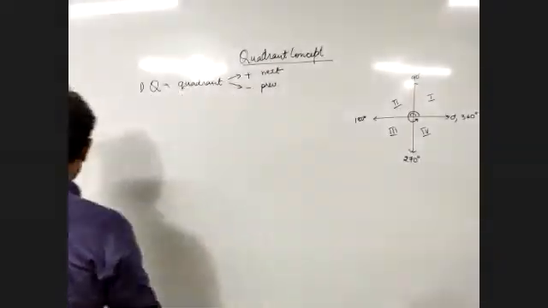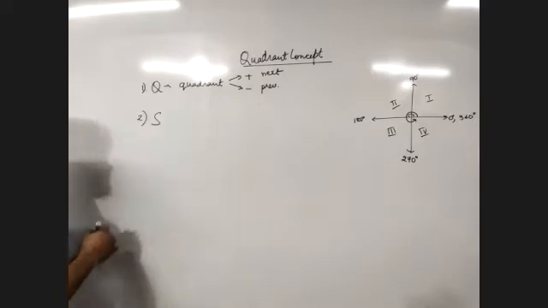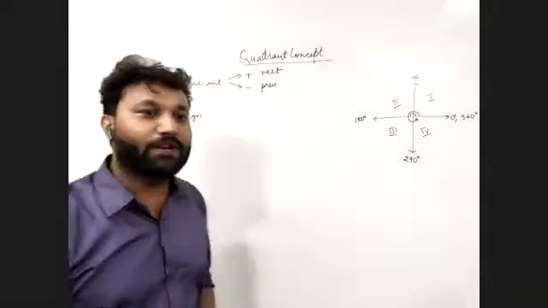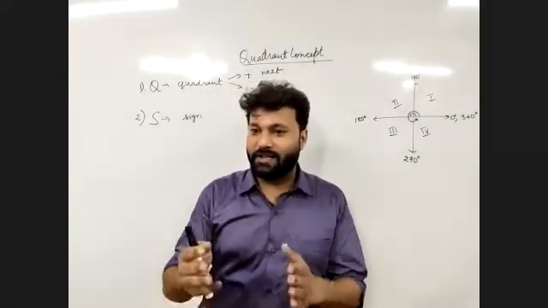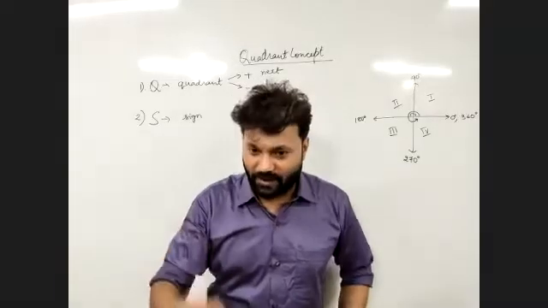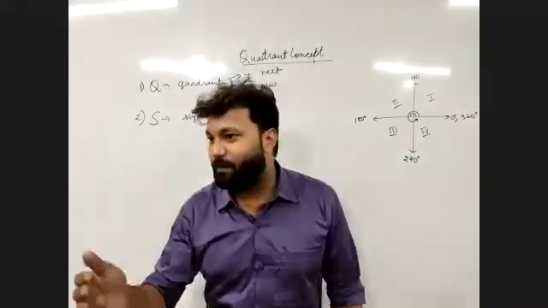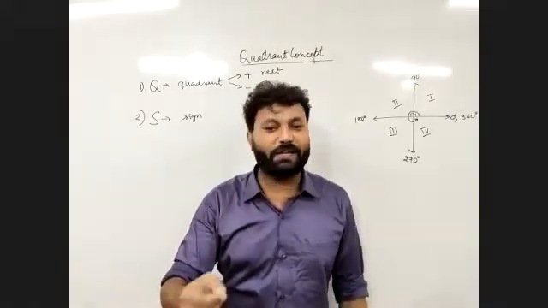Clear this? So first step over: quadrant. Second is S, which stands for sine. Sine means sine of T ratio. Not all T ratios are positive. There's sine of T ratio. Like sine can be negative, tan can be positive, cos can be negative. That is, their values are positive or negative depending upon the quadrant in which the angle is lying.